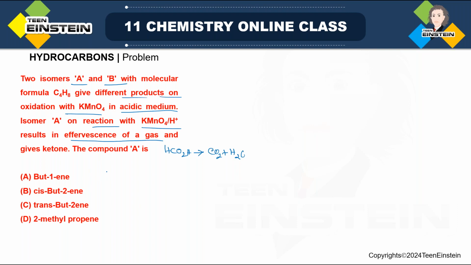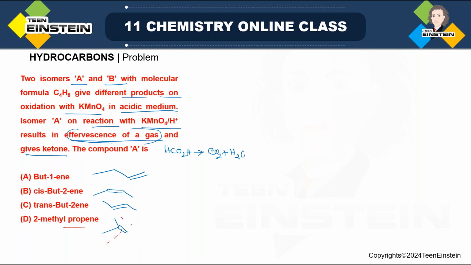First one is mentioned as but-1-ene. Now but-1-ene is this one. Now the second one is cis-but-2-ene. This is trans-but-2-ene and this is 2-methylpropene. Now look at this. It is giving you effervescence of gas. That means there is a chance of formation of formic acid, and it is also giving you some ketone. So from one side you should get ketone, from another side you should get formic acid, and that is possible only with 2-methylpropene, isn't it?